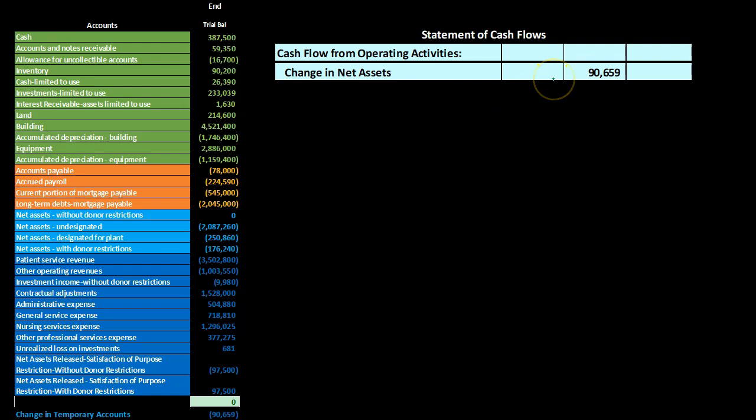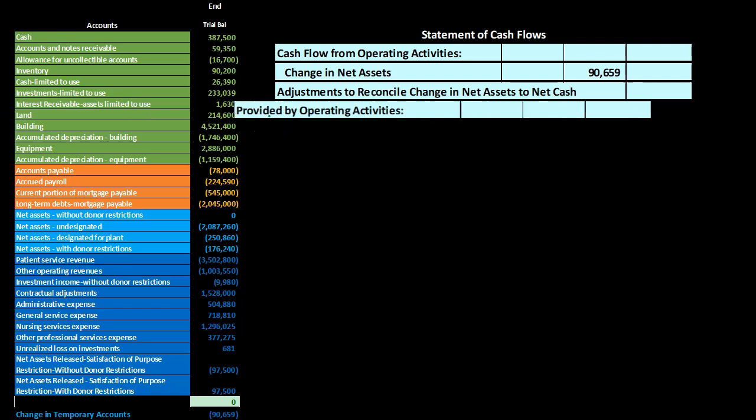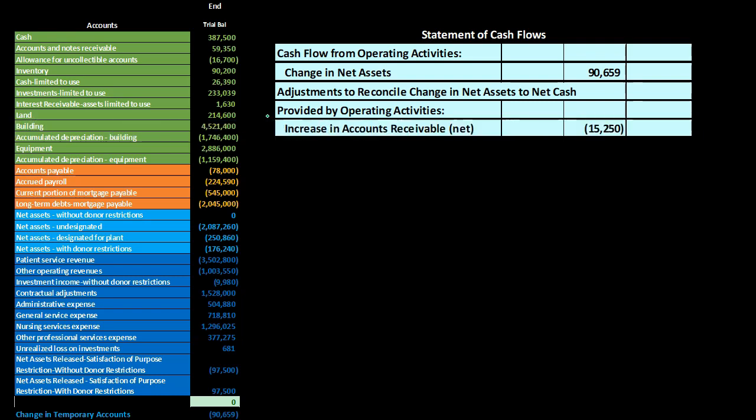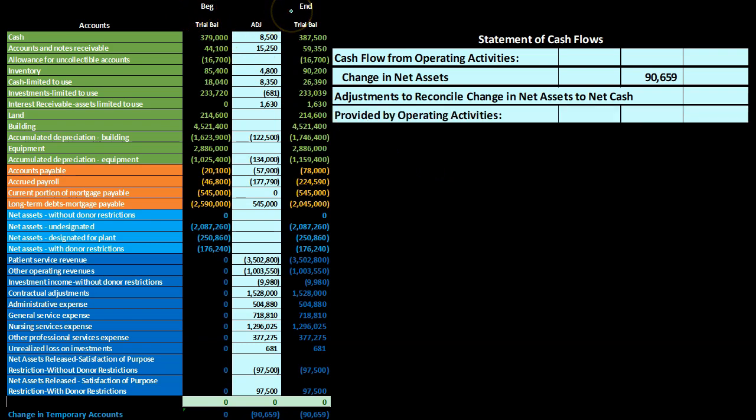We're going to start off with the $90,659 in the change in net assets and then reverse those types of things that were not cash based to get to the cash flow from operating activities, basically the change in net assets or net income on a cash basis. Adjustments to reconcile change in net assets to net cash provided by operating activities. We're going to start off with the increase in the accounts receivable. So within our trial balance, this is the adjusted trial balance. These are our beginning numbers, which are the same as the ending numbers for the prior time period. And these are our ending numbers.